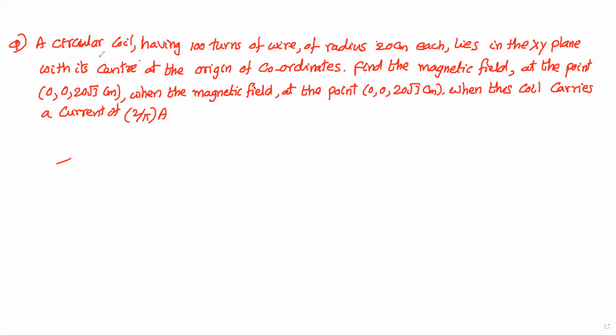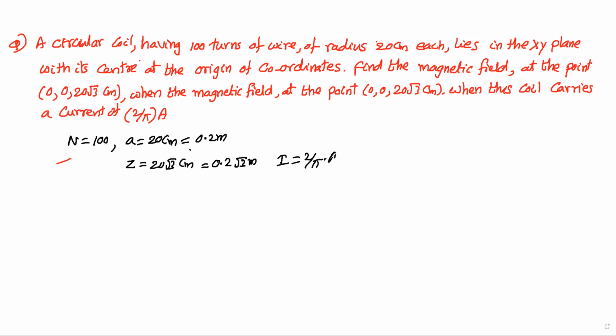We can see one more question. A circular coil having 100 turns of wire, of radius 20 centimeters each, lies in the XY plane with its center at the origin of coordinates. Find the magnetic field at the point (0, 0, 20 root 3 centimeters) when this coil carries a current of 2 by pi amperes. Now in this question, they have given that N is equal to 100, A is equal to 20 centimeters, equal to 0.2 meters. Now on the z-axis, 20 root 3 centimeters is equal to 0.2 root 3 meters. I is equal to 2 by pi amperes.